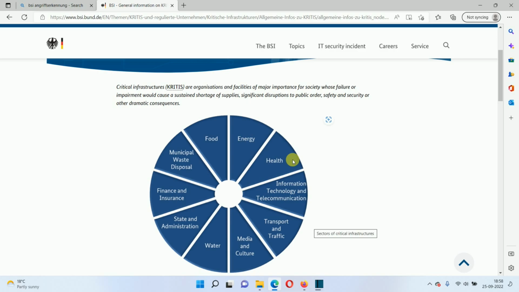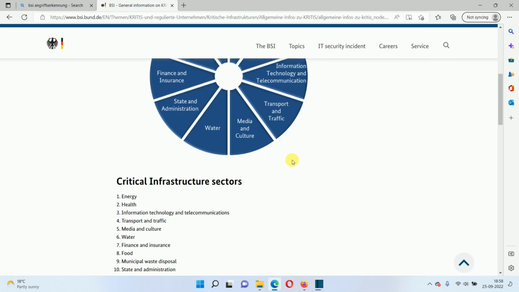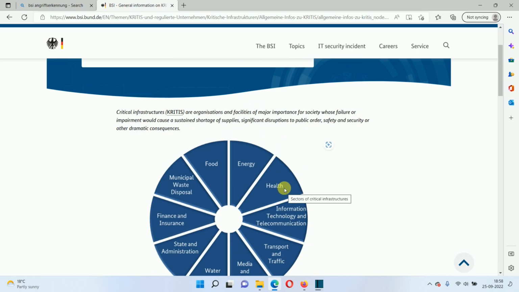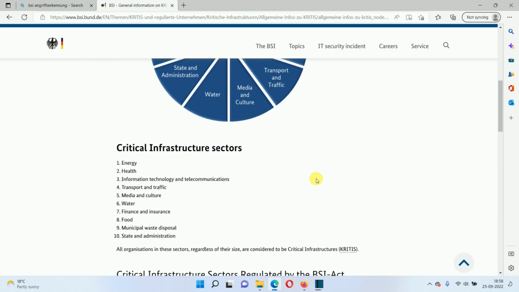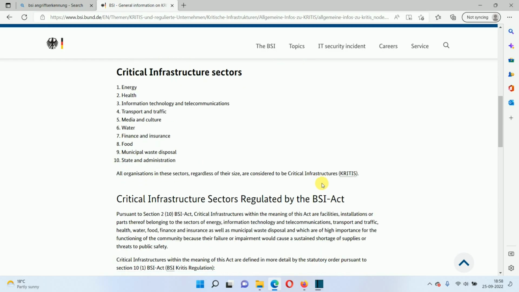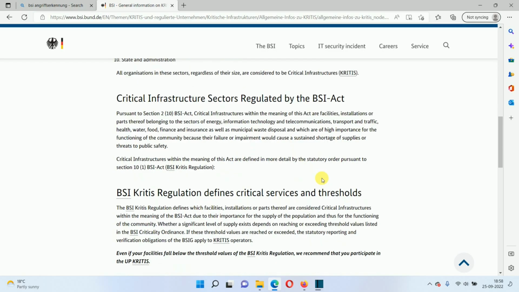They are still in critical profiles. However, again, let's say there is one company called ABC and there is one company called XYZ in health, and XYZ is very much bigger than ABC. So XYZ will be an operator of critical infrastructure, and there are still some conditions associated with it.